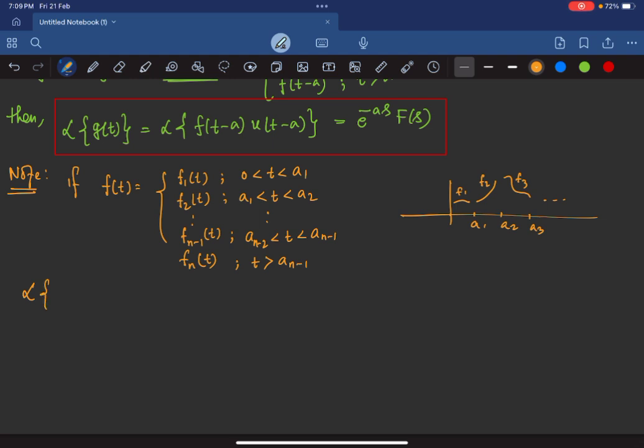Now in this case, if you want to find the Laplace transform of this function, separately you can write it like this: the integral from 0 to a1 of e power minus st f1(t) dt plus the integral from a1 to a2 of e power minus st f2(t) dt. Like that, your treatment should be there.